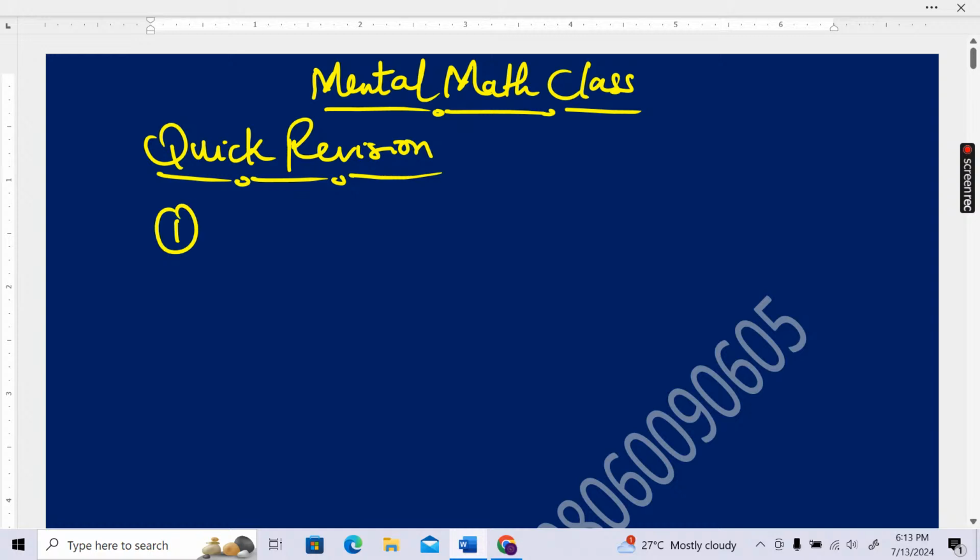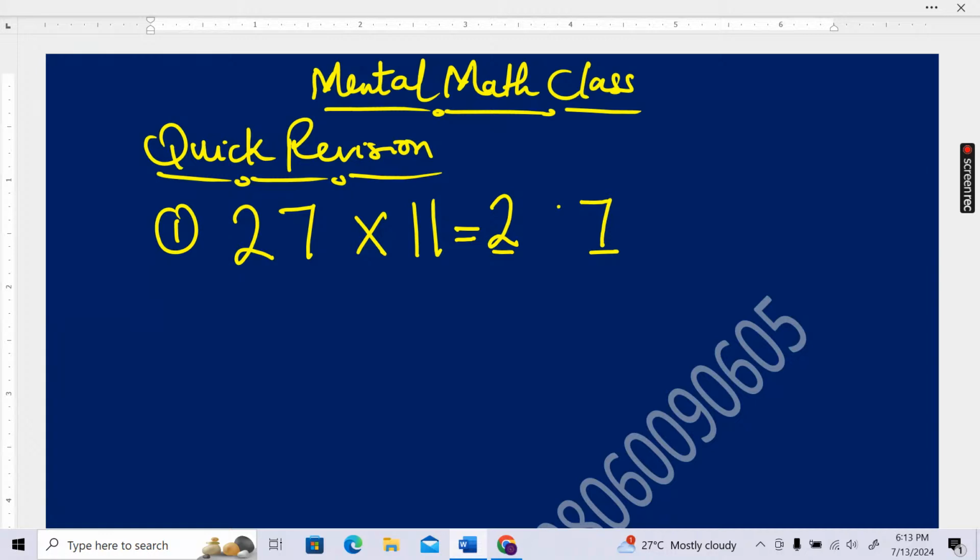How do we multiply 27 by 11? The method is for you to write down the first and the last digits with a space in between, then add the two digits together. 2 plus 7 is 9. Write 9 at the middle. So it means 27 times 11 is equal to 297. I hope you got that.